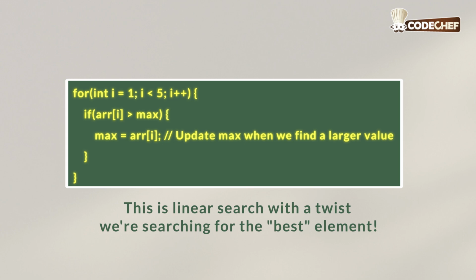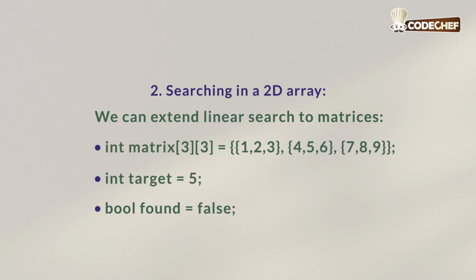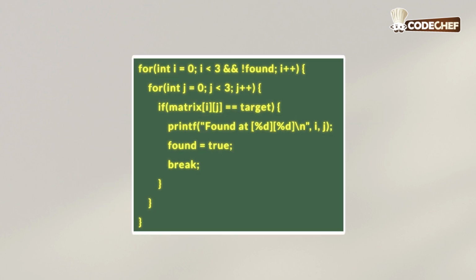Here you can see we have been given an array of these elements. We run through each of these elements to find the maximum value. So we have to find the largest value in the given array. Searching in 2D arrays, we can extend linear search to matrices. So here we have been given a 3x3 matrix with these elements. Here our target is 5. So first we initialize bool found with false, and then we run through each of the elements, find the target element, we print found is equal to true, and then we break the loop.